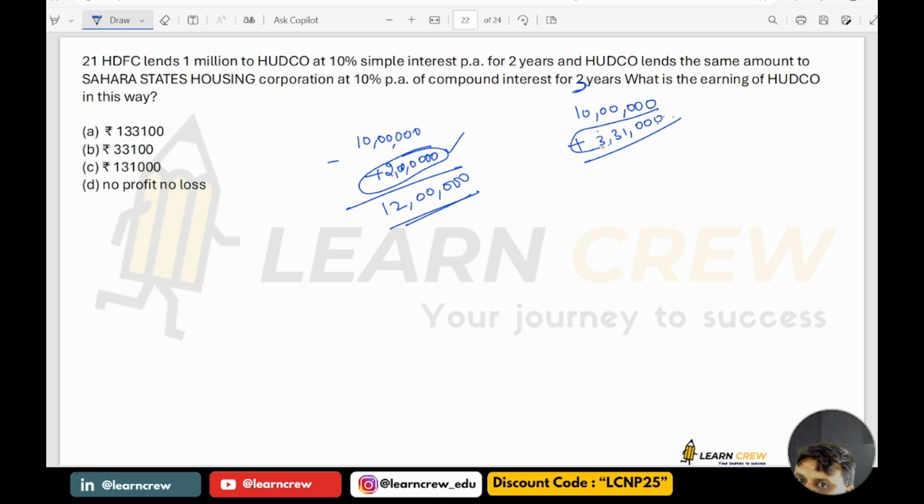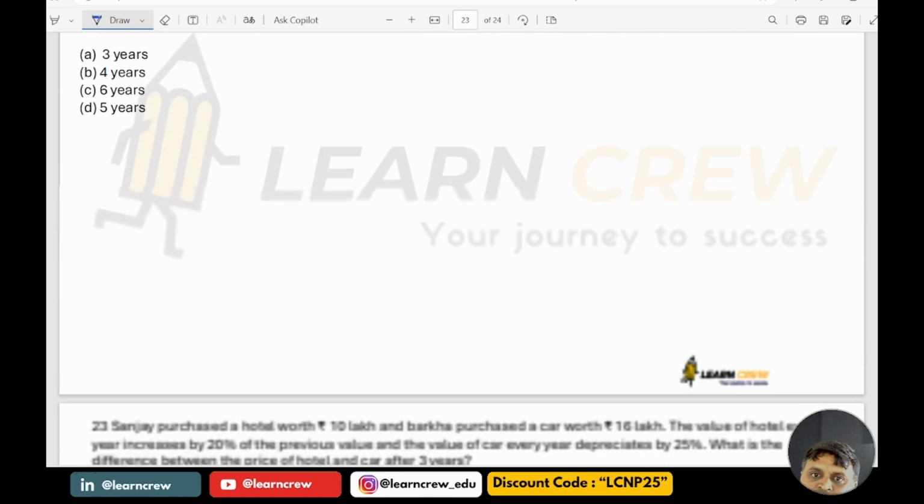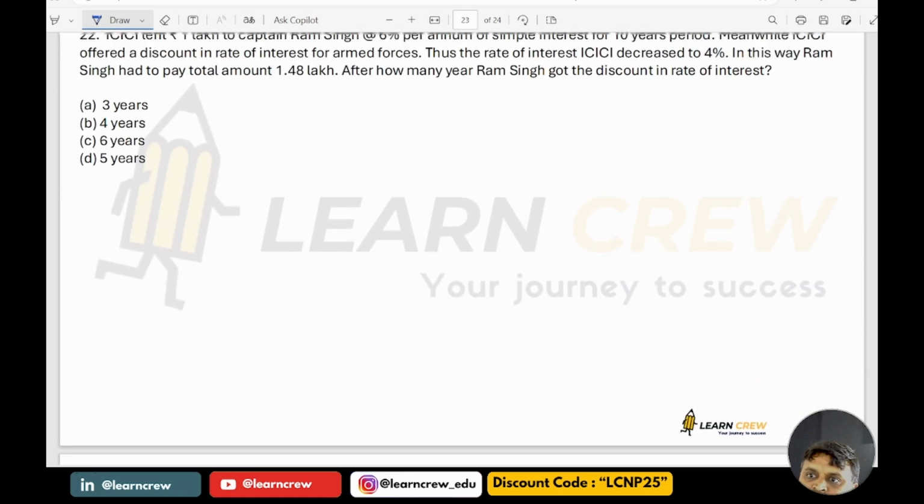So here they are receiving an interest of 3,31,000 rupees. They are paying an interest of 2 lakhs. So the profit they are going to get is 1,31,000. So the answer here is option C. The question makes it 3 years.